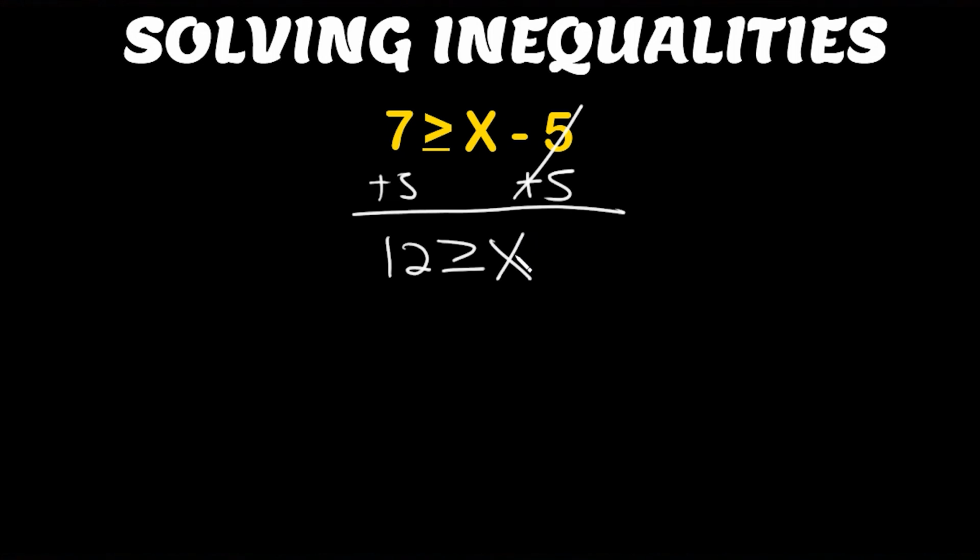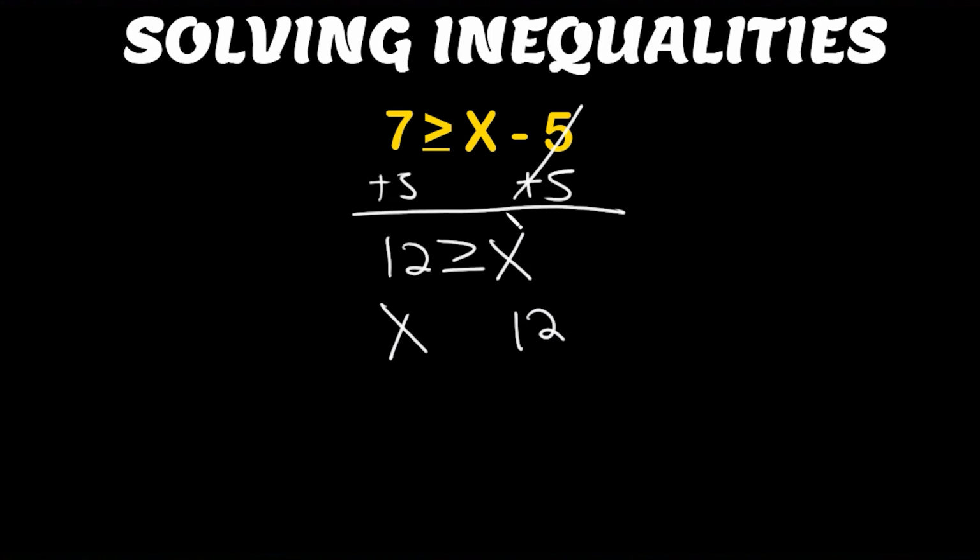Now here's the thing. You don't want to leave it in this format here where your variable is on the right-hand side. You want to go ahead and rewrite it. Okay? And we'll talk about why you want to do that very shortly. But for now, we want to rewrite it. So to do that, it's very simple. You just write your variable, leave a space, and then put the value that you have. In our case here, it's going to be 12.